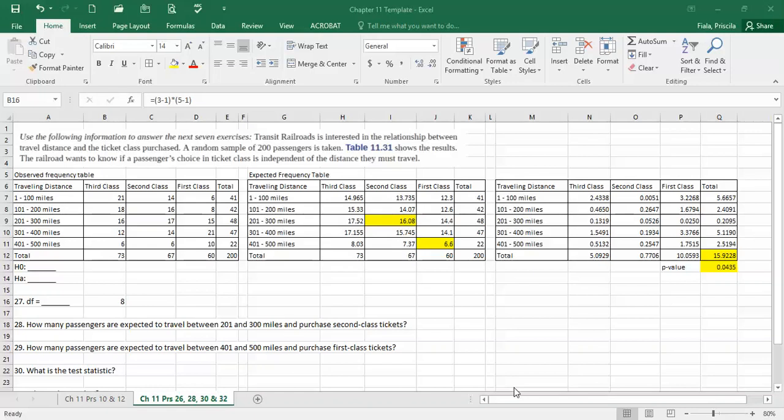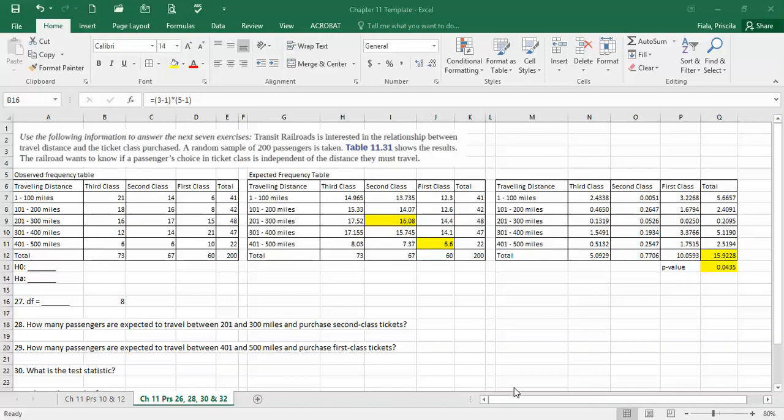Hello, class. I'm here to talk about problems 26, 28, 30, and 32. And actually, I am going to leave the values. I'm going to explain them, but I'm going to leave the values here. And once I post the template, I'm not going to remove them.